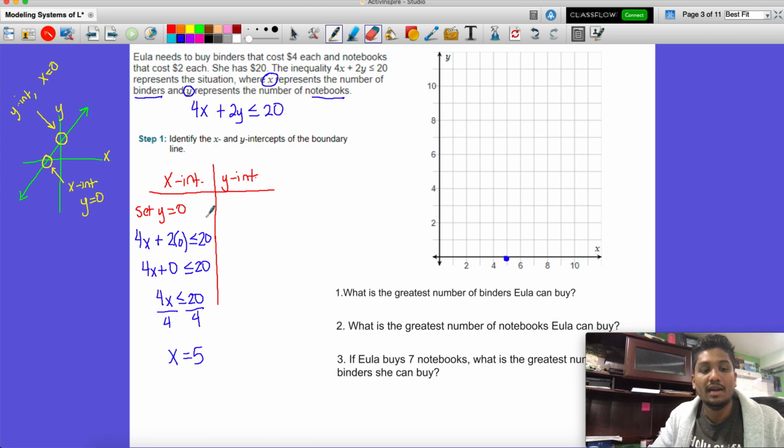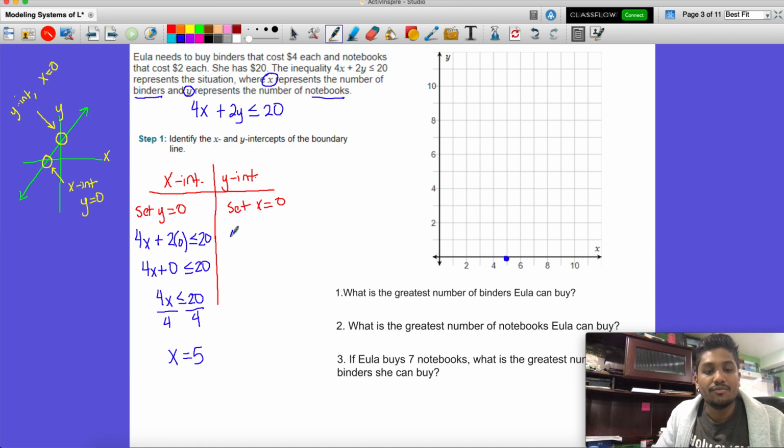4, 5, 6. Then for the other one, the y-intercept, where did we say we're going to set x equal to 0? So we're going to set x equal to 0. And a way to better recall this is that if you're looking for the y-intercept, the opposite variable, x, is what you set equal to 0.